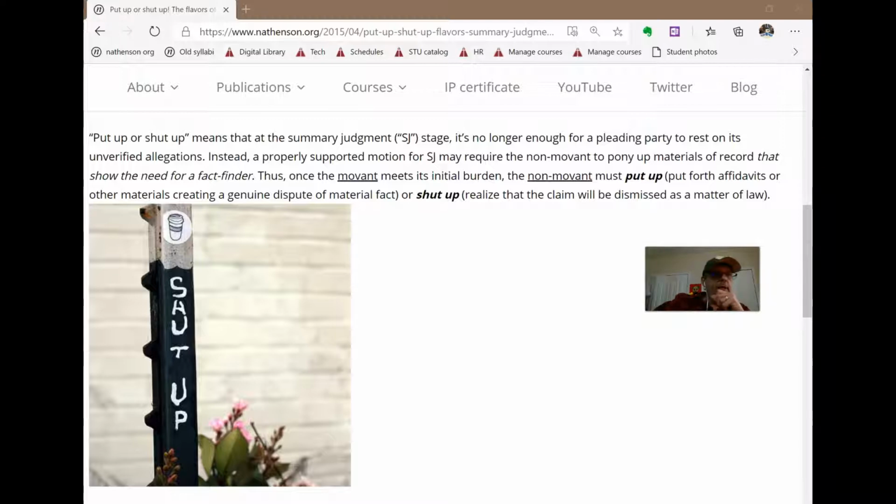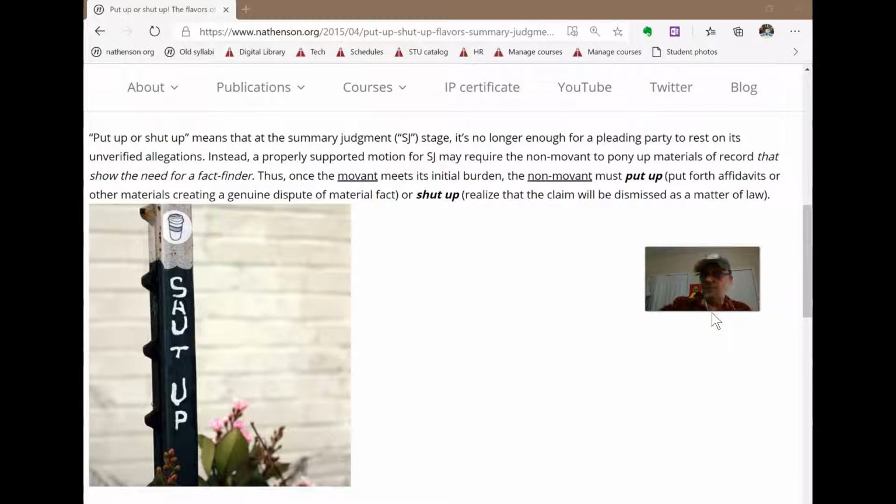For example, P sues D for negligence for a car accident, and after discovery, there's just no evidence that D was driving the car. So at this point, D might move for summary judgment, essentially saying to the court, the plaintiff's got nothing on me. They've had the opportunity for discovery. Now it's time for the plaintiff to put up or shut up.